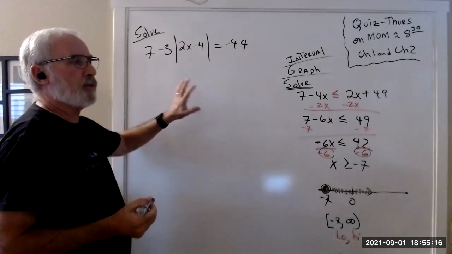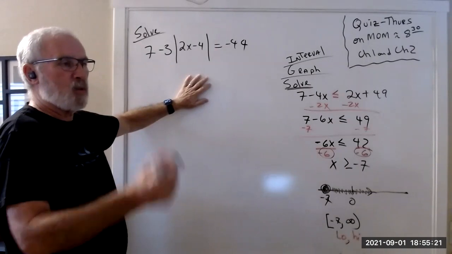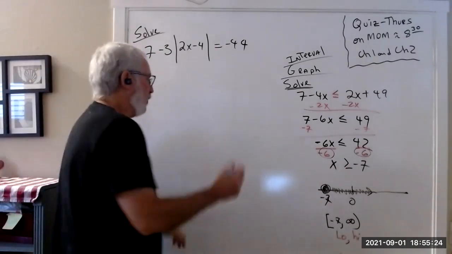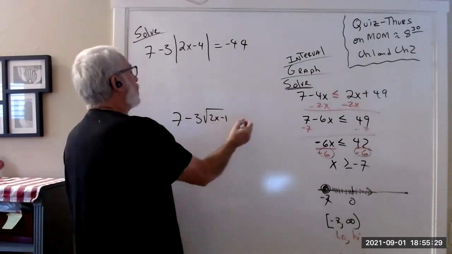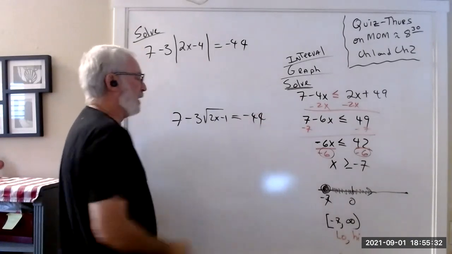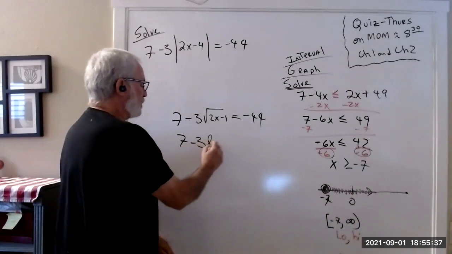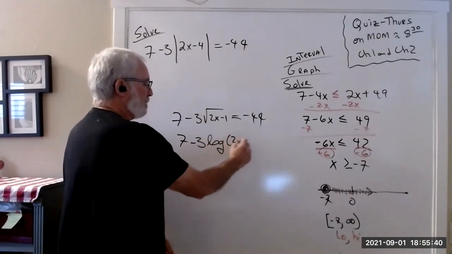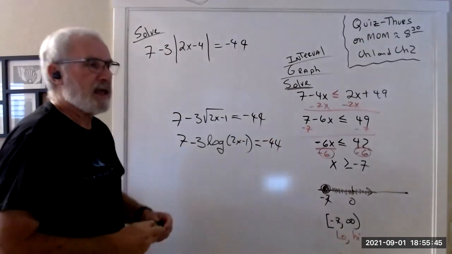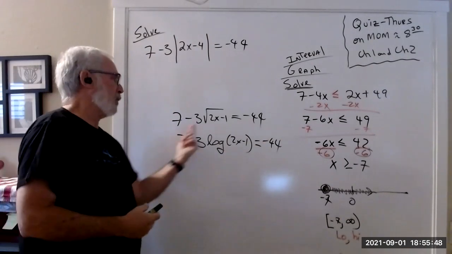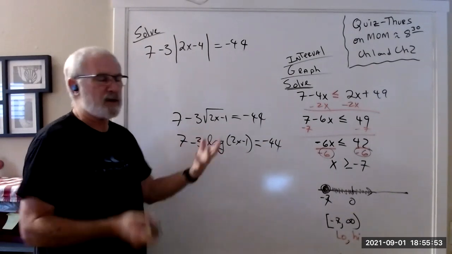The first thing with absolute value, actually, the first thing with anything weird, okay? For example, what if you had 7 minus 3 times the square root of 2x minus 1 equals negative 44, or something like that, okay? Or 7 minus 3 times the log of 2x minus 1, the logarithm, equals negative 44, okay? Anything weird that we're trying to solve, a square root, a logarithm. Some of you may know that, some of you may not.